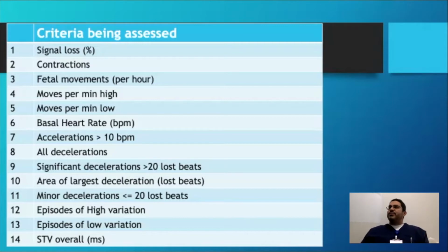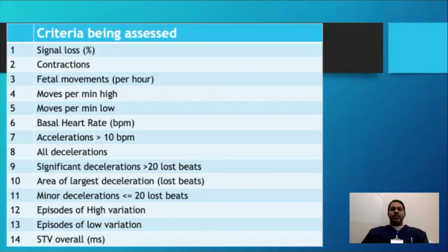Decelerations: it's actually a lot better at picking decelerations than potentially even us, with the caveat of shallow decelerations. I'll explain how the machine looks for decelerations, and you'll see where the caveat comes in. When it looks at decelerations, it classifies them into small decelerations, less than 20 beats, or more than 20 beats. And it's not talking about a drop of 20 beats, it's talking about lost beats. We don't understand what that means, because that's completely different from signal loss. I will explain that in one tick.